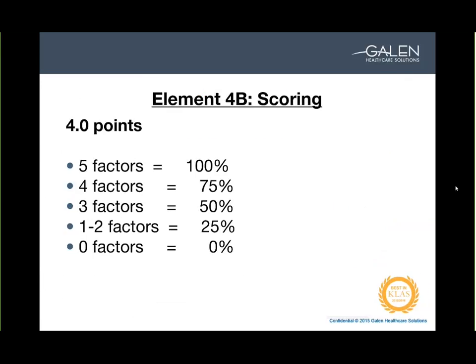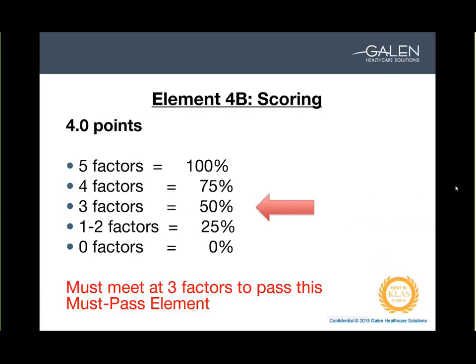Again, must pass 4 points. In order to get this, you've got to do 3 of the factors. So if you don't do at least 3 of the factors, you will get no points, and you will also not get recognized.